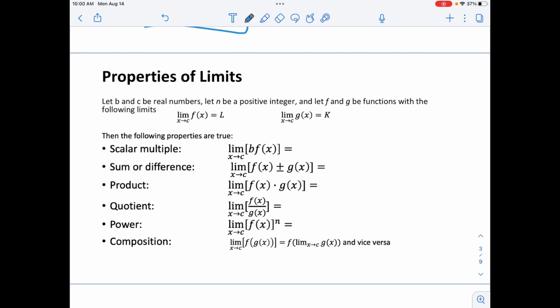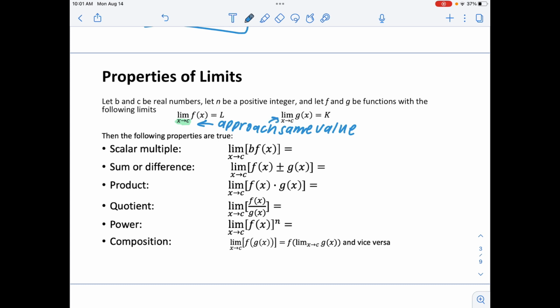Just one thing as we do these problems: these rules that we're about to learn only apply if our two different limits are approaching the same number. If one of them was approaching 3 and one of them was approaching 4, you couldn't use any of the properties. They have to approach the same value. That's not how you spell approach. Same value. So that's just a key.